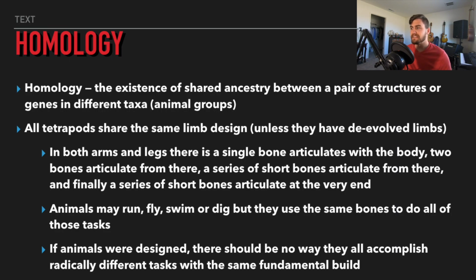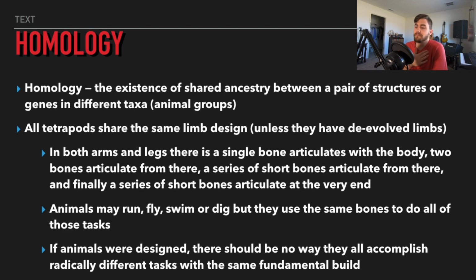So, homology is the existence of shared ancestry between a pair of structures or genes in different taxa. And a taxon is a way of describing an animal group. So there are genes we all share. We're not talking about full-fledged species at this point. We're talking about the features that species have, right? And those can be physical or genetic, right?